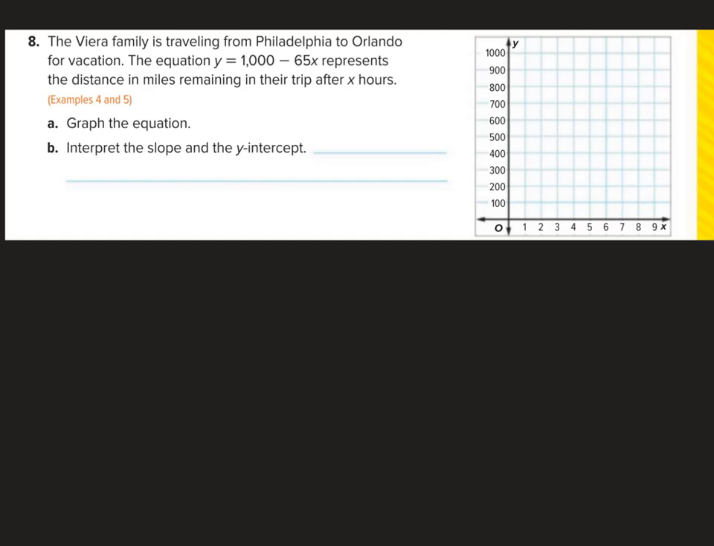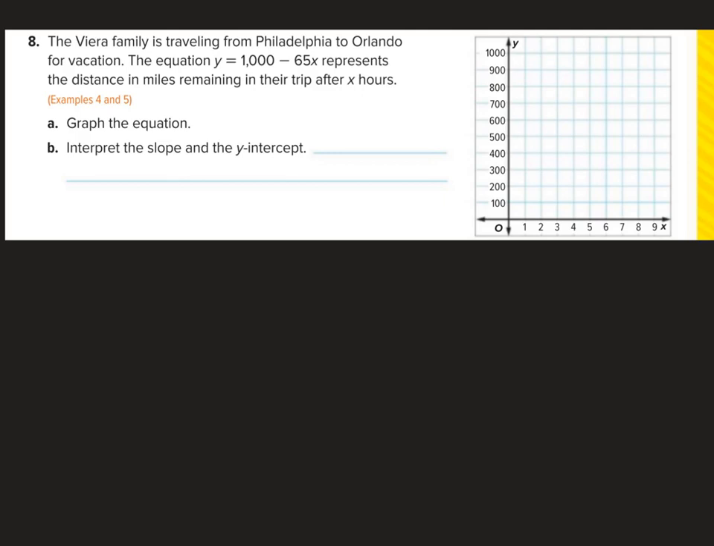This is the answer key video for Chapter 3, Lesson 4, Part 3, Homework Problems. Number 8 says, the Vieira family is traveling from Philadelphia to Orlando for vacation. The equation y equals 1,000 minus 65x represents the distance in miles remaining in their trip after x hours. It says graph the equation, then interpret the slope and the y-intercept.